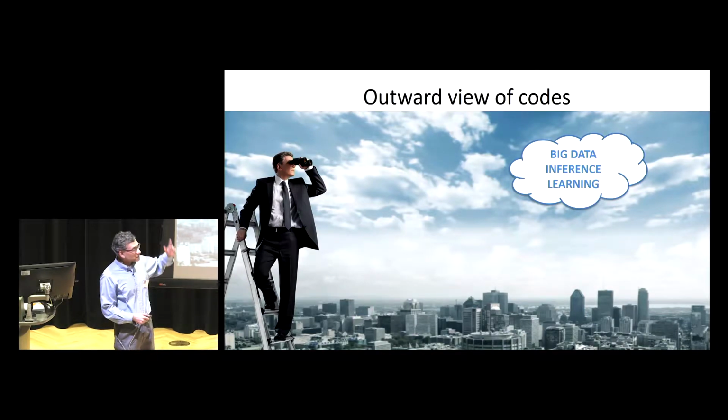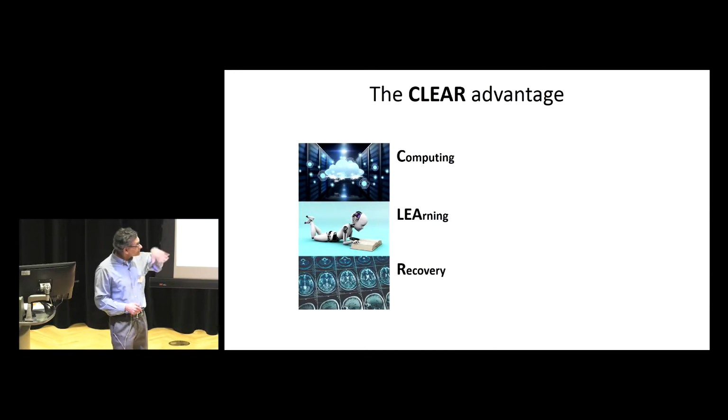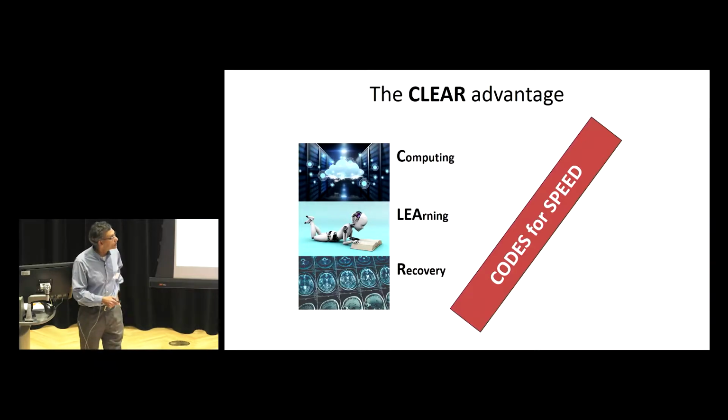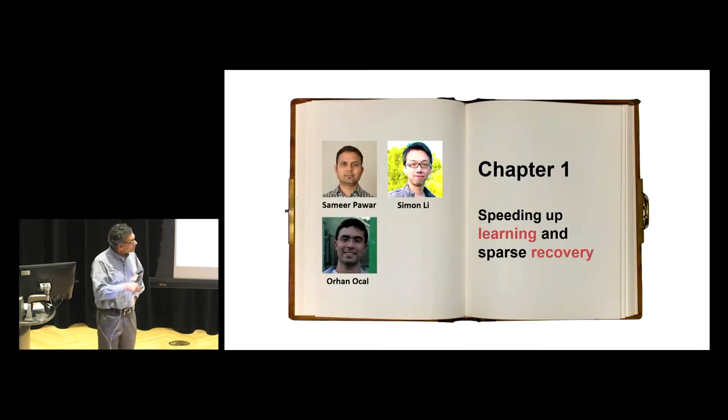And the future is about big data, inference, and learning, all the buzzwords. So that's what the theme of this talk is going to be. It's about computing, learning, and recovery, and what's the role of codes, and in particular, to speed up these operations. So the theme is codes for speed. First, I'm going to talk about learning and sparse recovery. That's going to be the first stop. This is joint work with Samir, Simon, and Orhan.